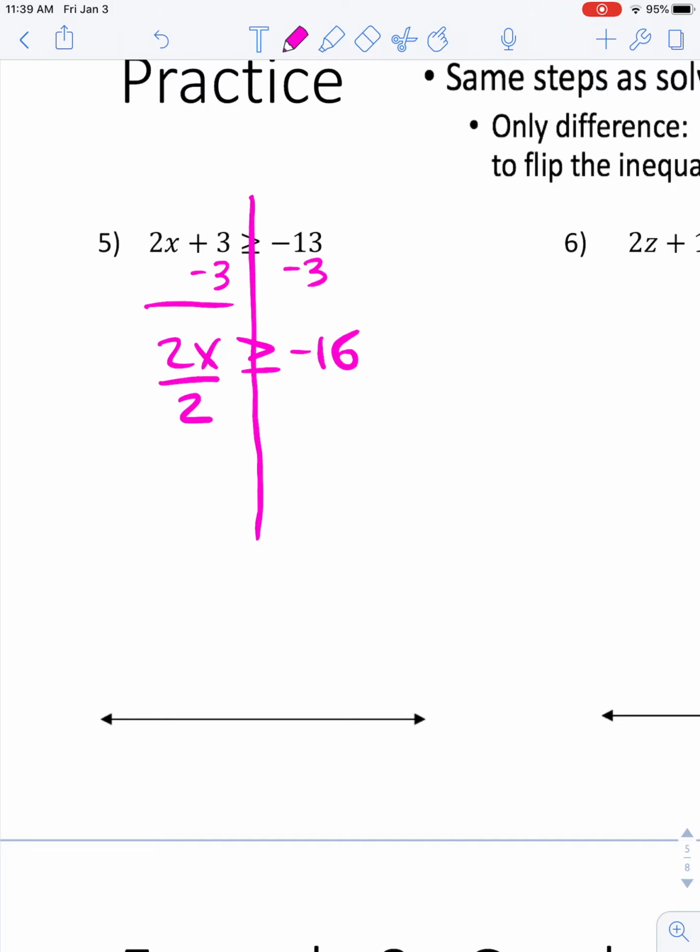Now I'm dividing, so I want to be careful. I divide by 2, that's a positive. Okay, so I'm going to be able to keep my inequality as a greater than, and it's x is greater than or equal to negative 8.